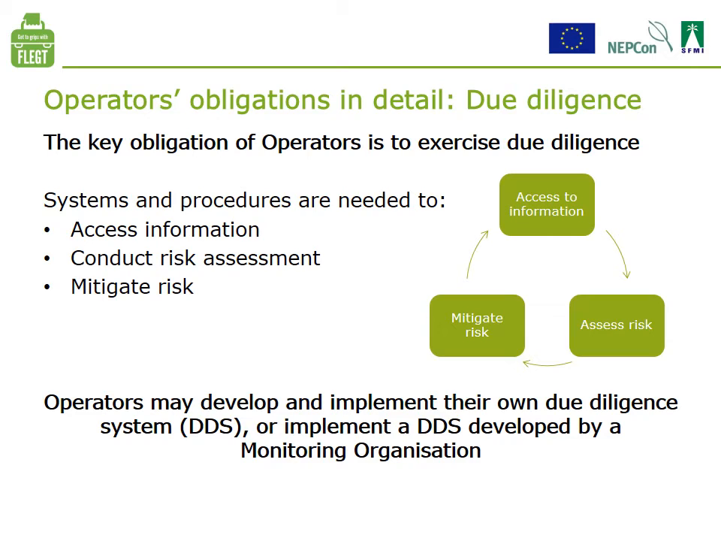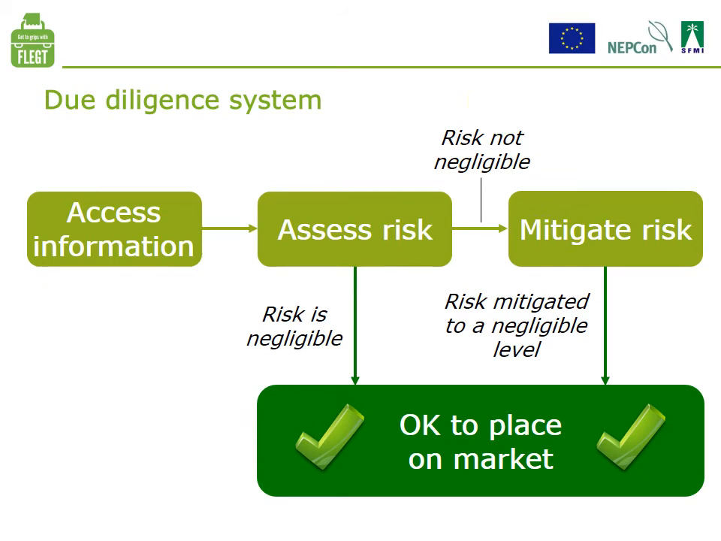The EUTR states that the systems to conduct due diligence shall include procedures for accessing information on the products, conducting a risk assessment, and mitigating risk identified in a risk assessment. Operators may develop their own due diligence system or use an existing system provided by an approved monitoring organization. The purpose of the due diligence system is to manage the risk of placing illegal timber on the market.